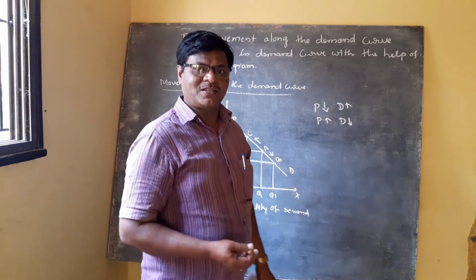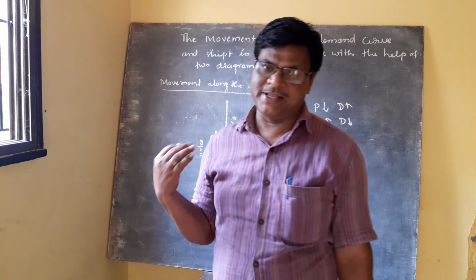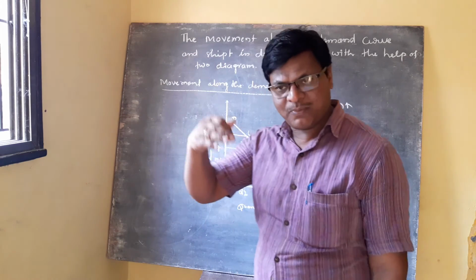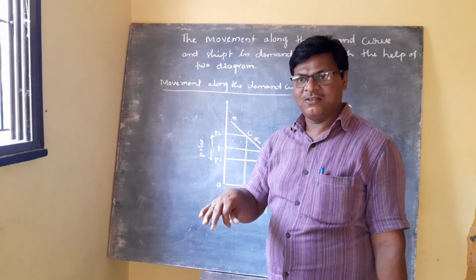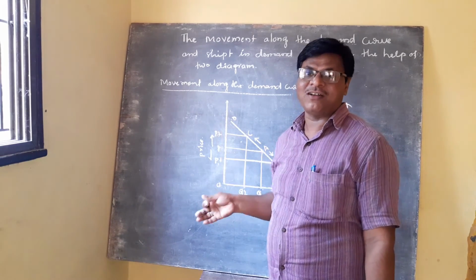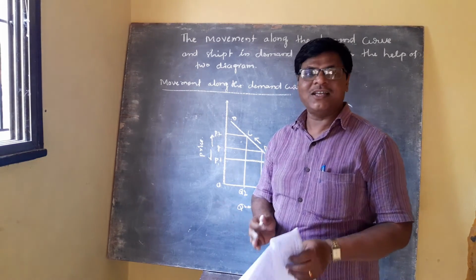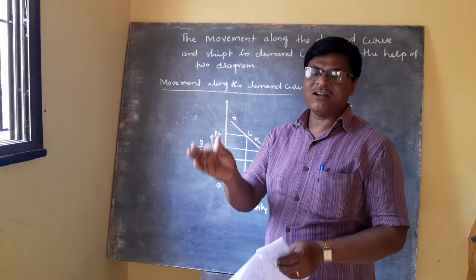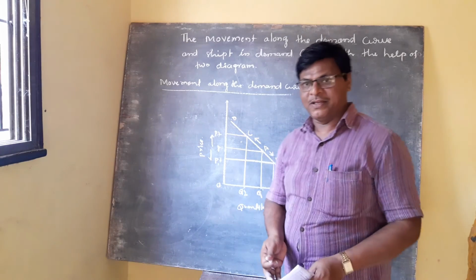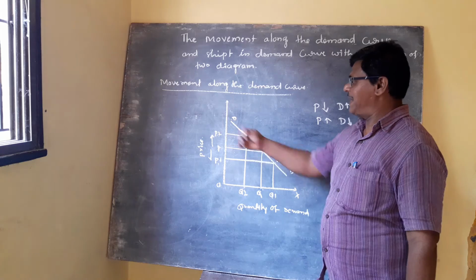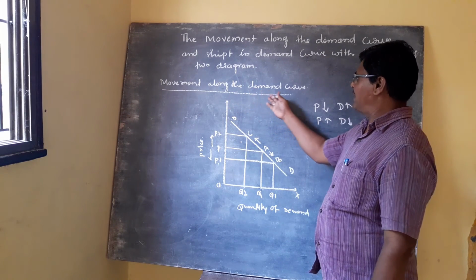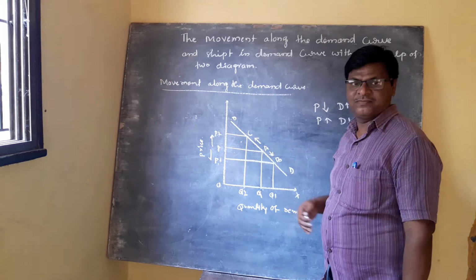Demand depends upon its price. When price rises, demand falls. When price falls, demand rises. The movement is upward or downward along the demand curve, depending upon its price. This is the movement along the demand curve.